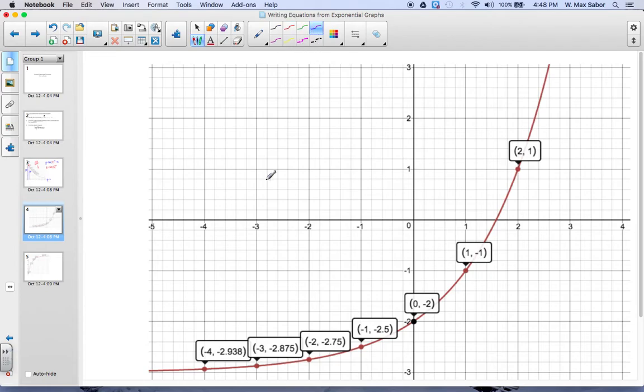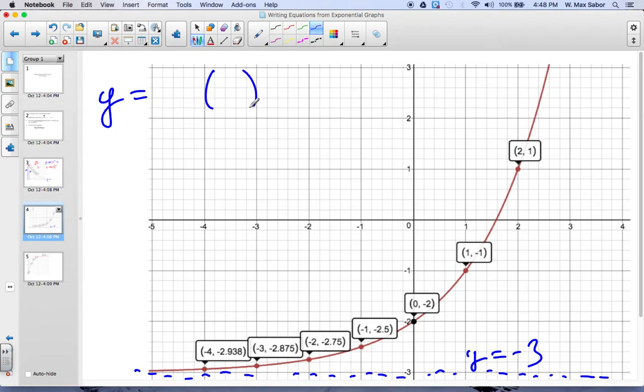For this problem, the asymptote appears to be down here. And this asymptote is not 0. This asymptote is y equals -3. So this is going to look like y equals something to the x minus 3. Now, how far above the asymptote is our intercept? Well, it's 1 above the asymptote. So the value here is going to be 1.